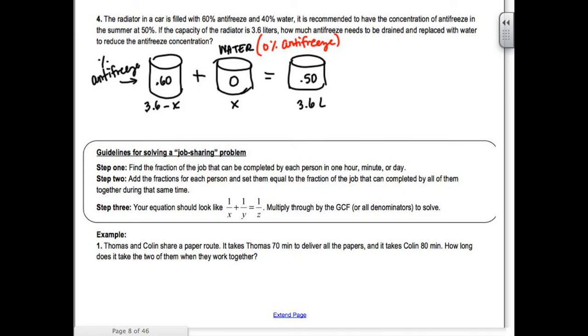So sometimes you'll have pure something, like I want to add in pure whatever. Pure antifreeze, you could have that. That'd be 1. The percentage would be 1, so you might want to write yourself a little note to remember that. All right, so I have 0.60 times 3.6 minus x plus 0x, so that goes away, equals 0.50 times 3.6.